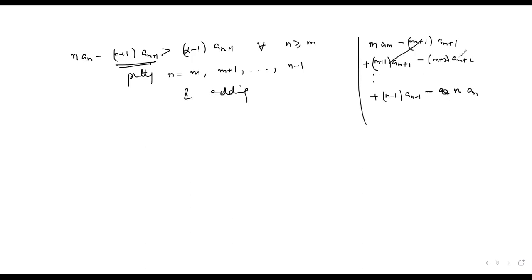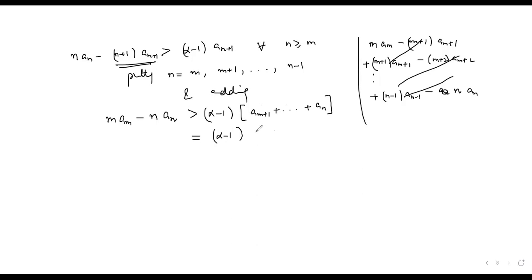As you can see, these terms cancel. So what would be left on the left hand side after adding would be simply m times a_m minus n times a_n. On the right hand side, it's very simple. Here just alpha minus 1, so it should be just a_{m+1} plus so on and so forth up to a_n. Which is nothing but alpha minus 1 into S_n minus S_m, where S_n is the nth partial sum of the series, where S_n is equal to a_1 plus a_2 up to a_n.